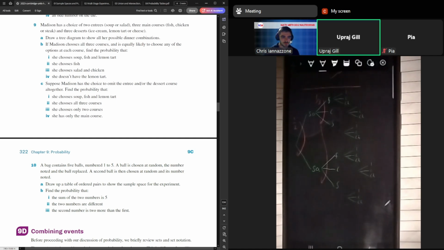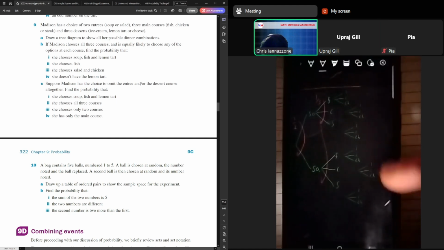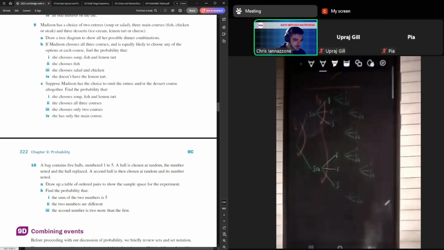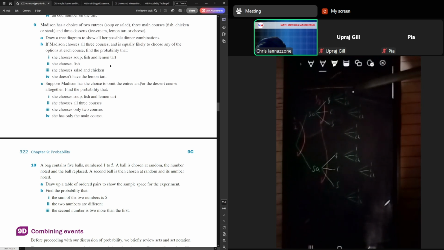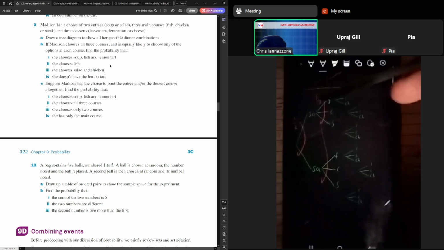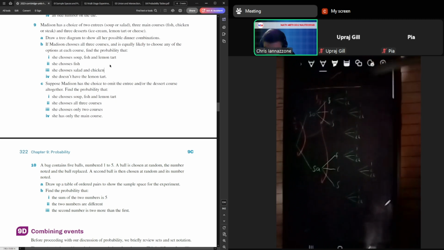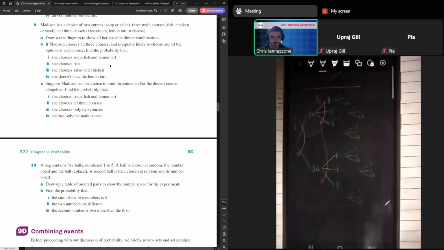Do we just multiply down the branches? Sure do. Yeah, we'll get 1 over 18, I think, if you multiply. Yeah, that's perfect. So what was it specifically? It was soup, then fish, then lemon. So soup is a half, fish is a third, and lemon is a third. A third times a third is 1 over 9, and then halving that gives 1 out of 18.